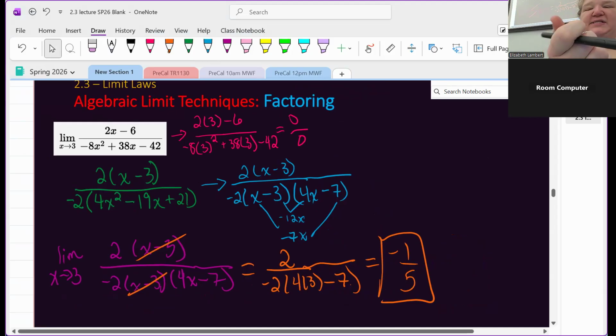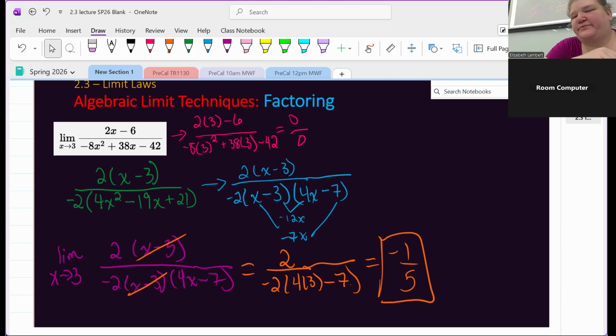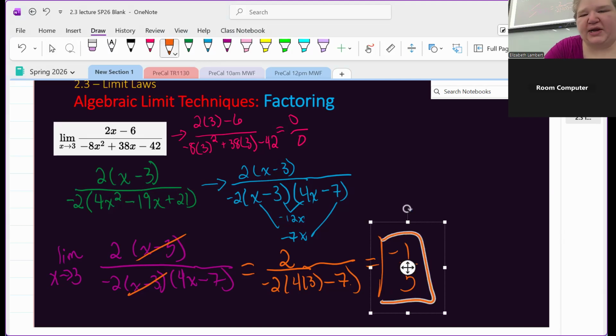So the initial direct substitution told us that this graph is undefined at x equals 3. But we did some creative algebra, got rid of the common factor on the top and the bottom, and now we know that it's a hole at x equals 3, and that hole occurs at negative 1/5.